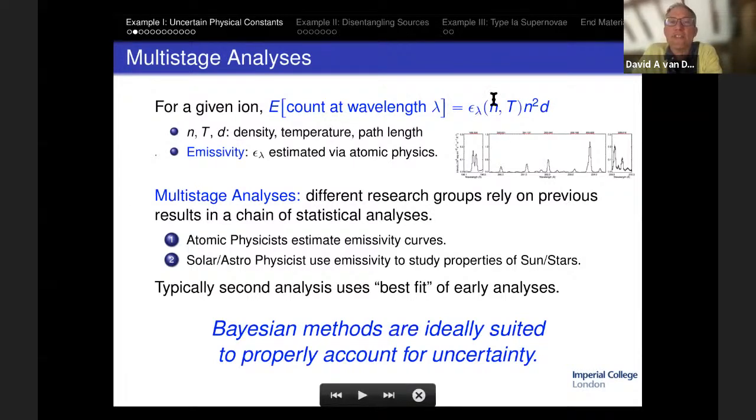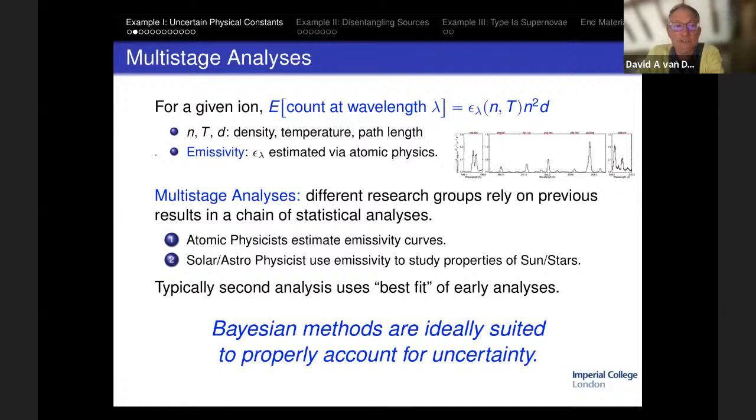And this is going to be given to us as astrophysicists by atomic physicists, and there's going to be uncertainty in that quantity. So the multi-stage analysis in this case is a two-stage analysis. The first one is what the atomic physicists do to come up with their estimates of these emissivities. And the second stage is how the solar physicists or astrophysicists use the emissivity to learn about the physical properties of the sun or star.